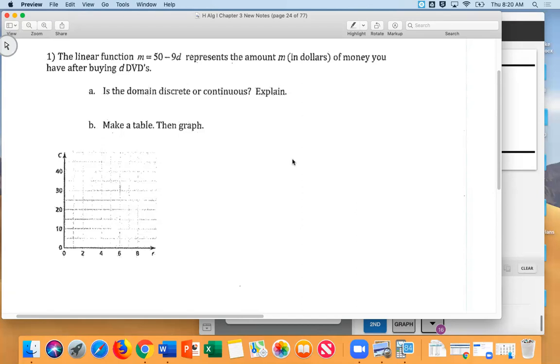And here's why, Delaney. Because you cannot buy half a DVD. You either buy the DVD or you don't. Whereas like temperature, it was smooth because we would gradually increase. You could have half a degree or a quarter of a degree. You just don't go from 200 degrees to 350 degrees. You have to hit every number in between. But with a DVD, you either buy it or you don't. So here, it is discrete.